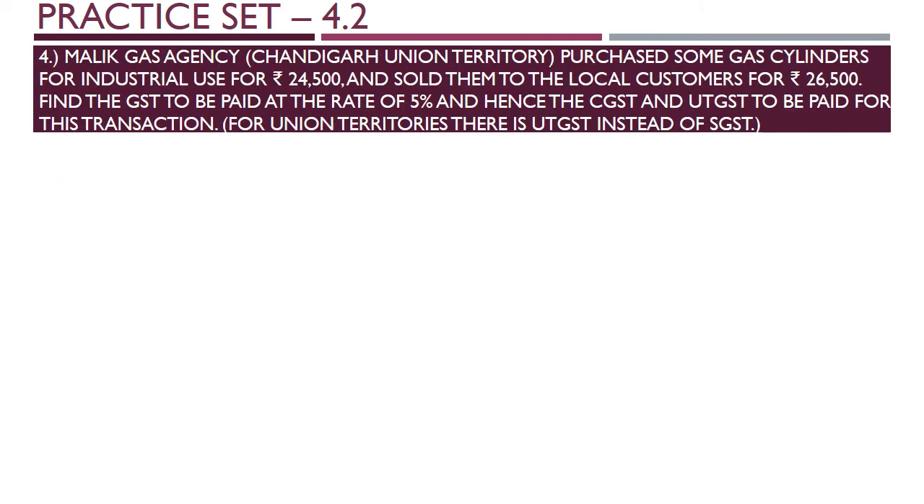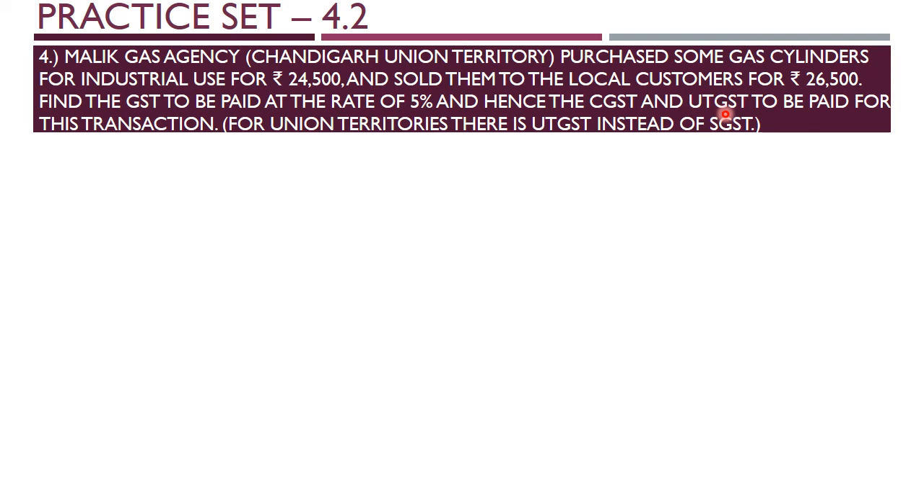Okay, so this is the fourth example in the exercise or in the practice set 4.2. Malik Gas Agency, which is in Chandigarh Union Territory, purchased some gas cylinders for industrial use for rupees 24,500 and sold them to the local customers for rupees 26,500. Now find the GST to be paid at the rate of 5% and hence the central GST and UT GST. UT GST means Union Territory GST.